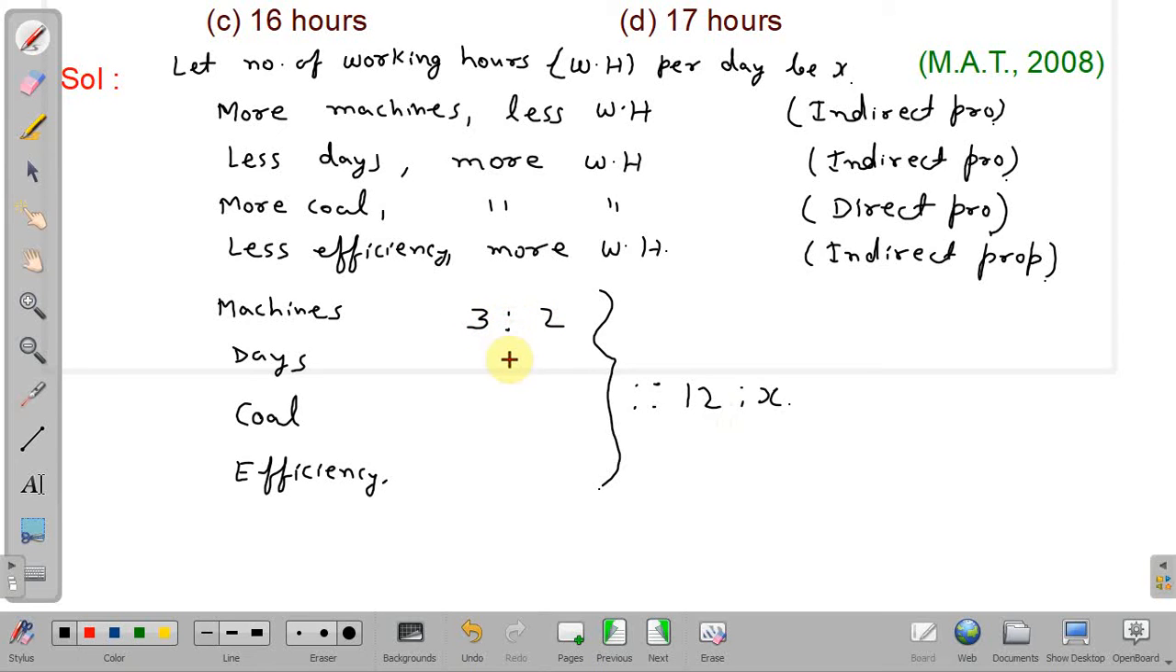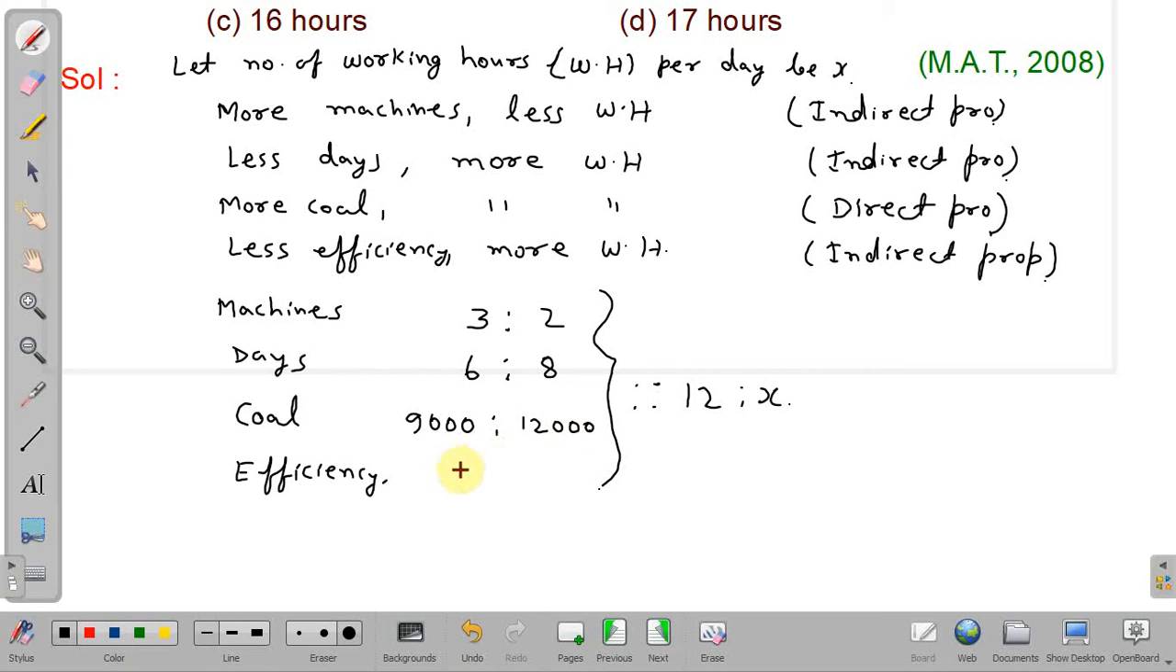In case of x, number of machines is 3. With days, it is also indirect proportion. So in first case it is 8 number of days, second case it is 6 number of days. With coal it is direct proportion. So when working hour is 12, 9,000 tons of coal will be handled, and when hour is x it is 12,000.